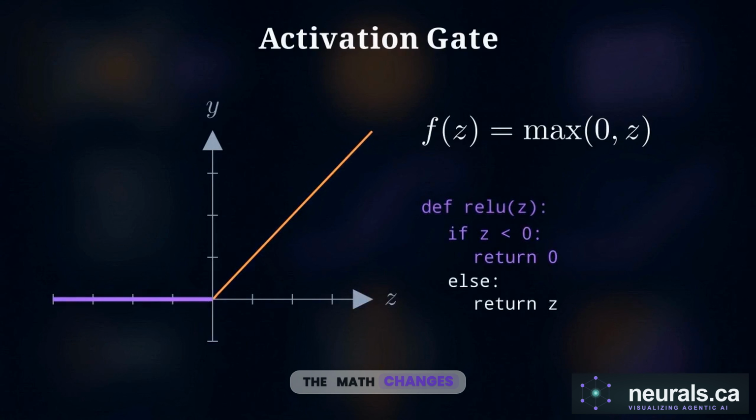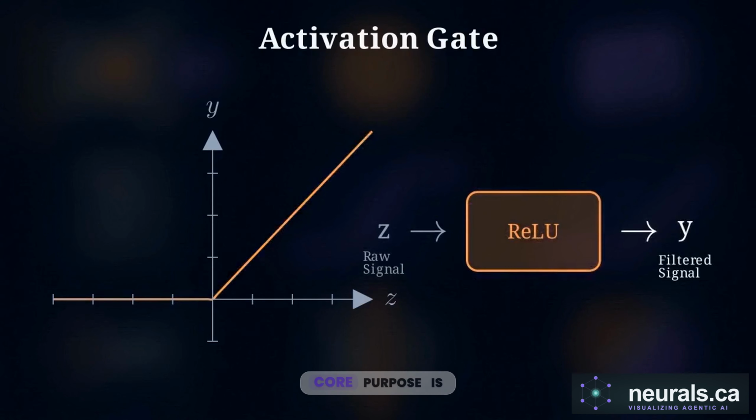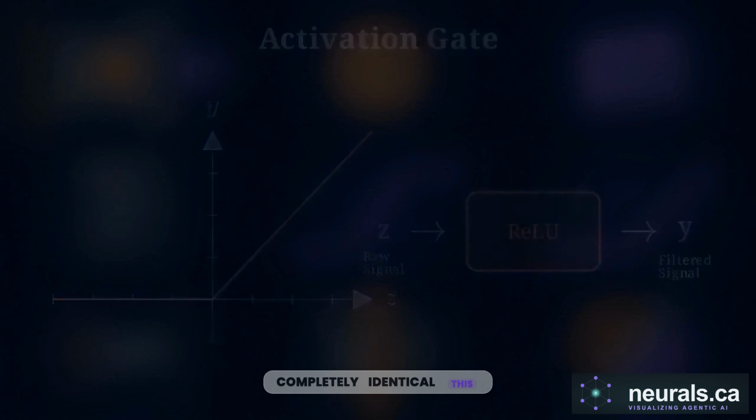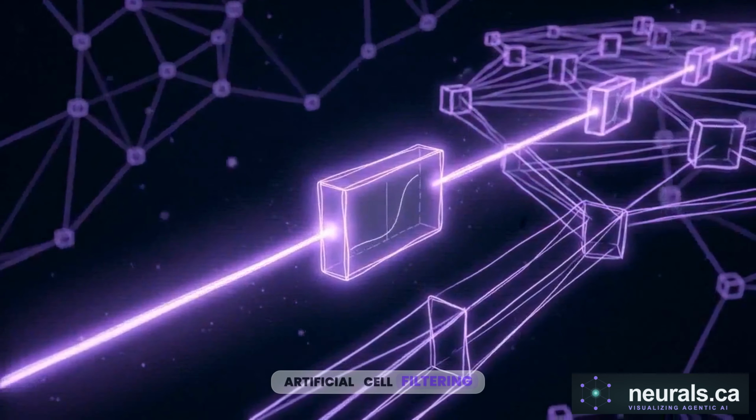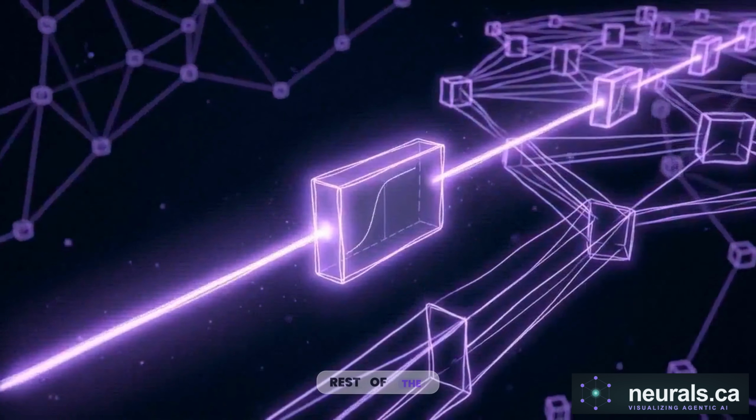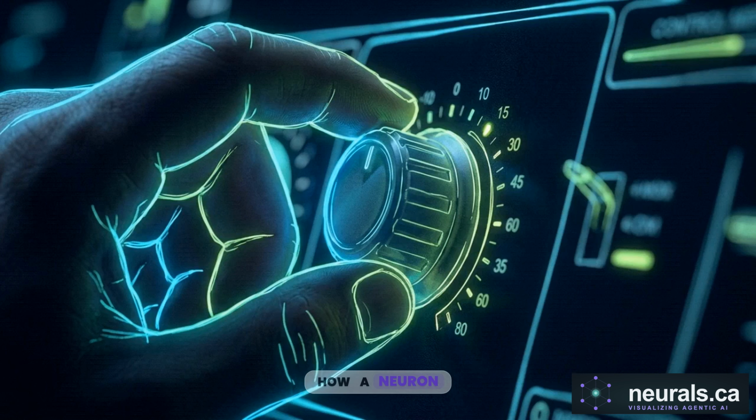The math changes. Here, any negative input simply returns 0, while positive inputs pass right through, but the core purpose is completely identical. This software decision point dictates the final output of the artificial cell, filtering the signal before it reaches the rest of the network. That explains how a neuron fires, but how does it actually adapt and learn over time?